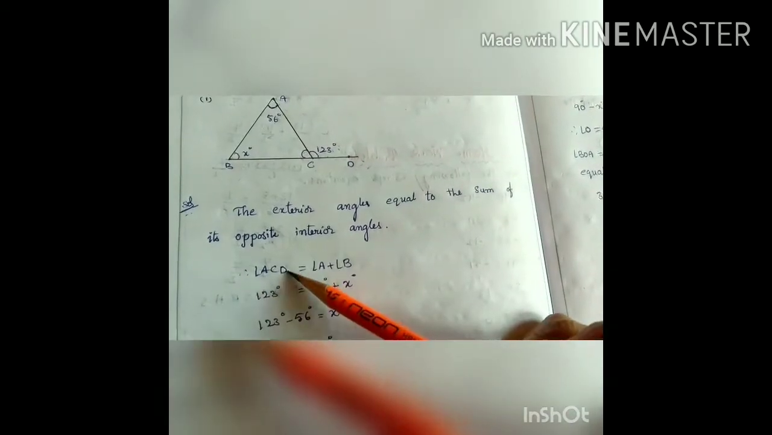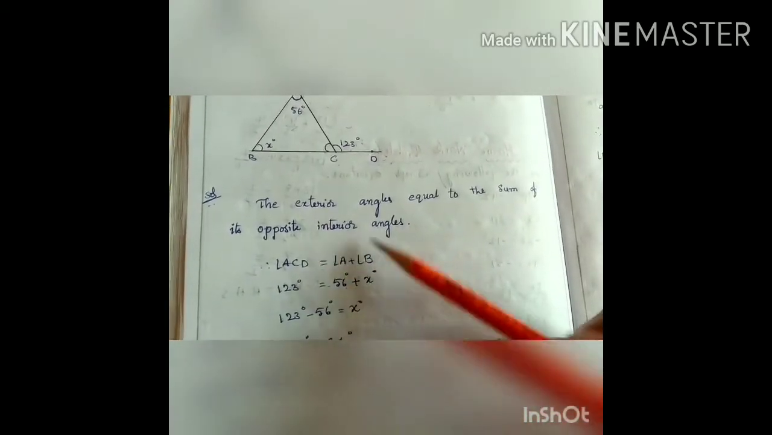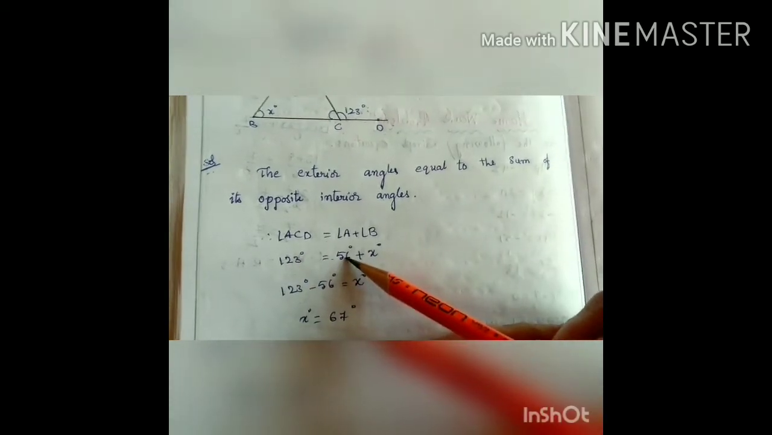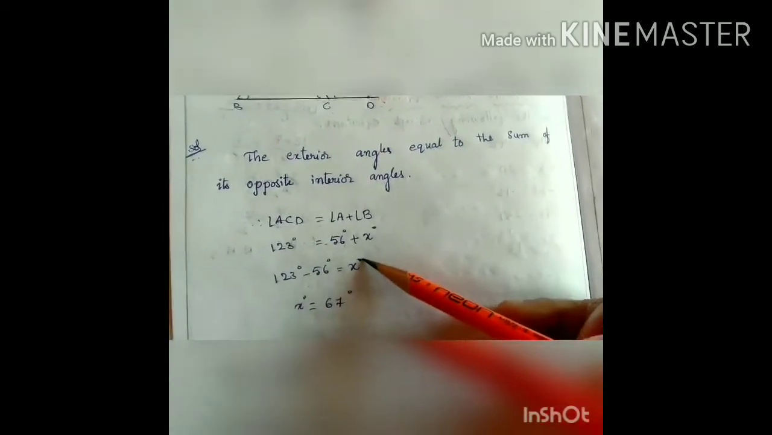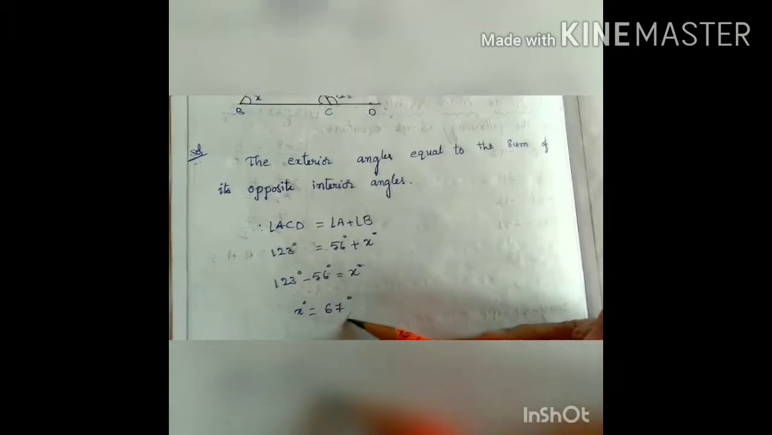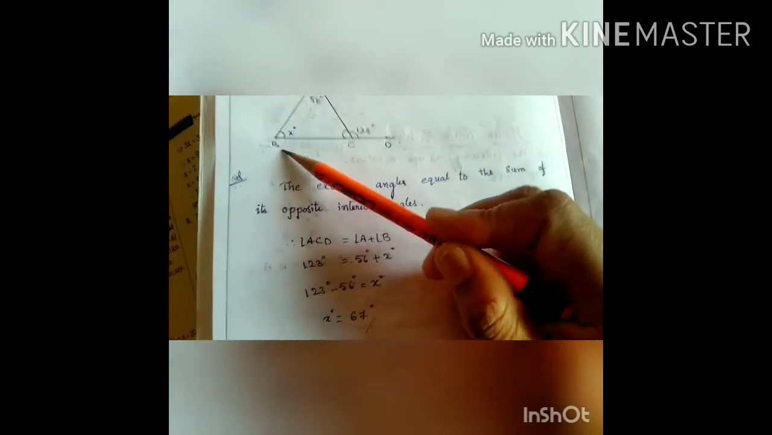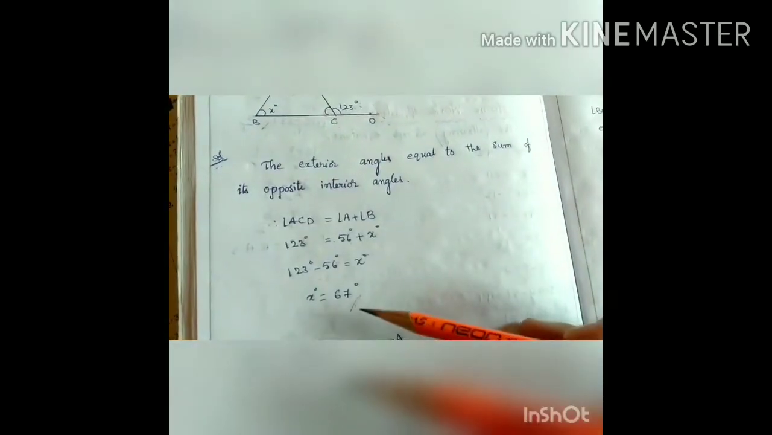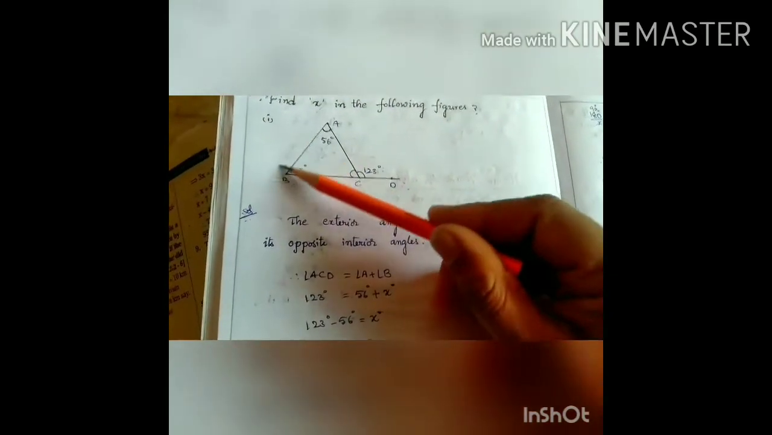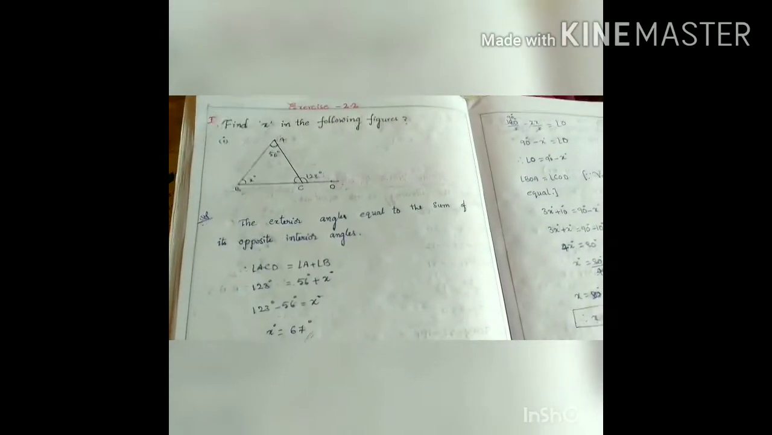Already given, angle ACD equals 123 degrees, which equals angle A, 56 degrees, plus angle B, x degrees. So 56 moves to the other side and becomes negative: 123 minus 56 equals 67 degrees. So x equals 67 degrees, which is the value of angle B. Okay, did you understand? You find the x value, then using it you find angle B. So that is the first problem.